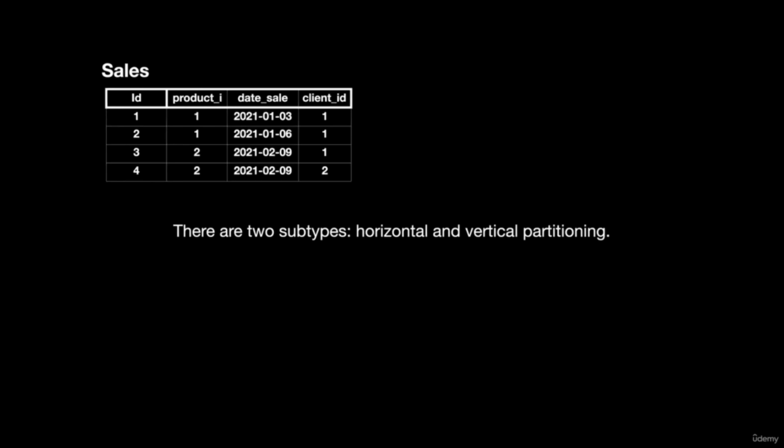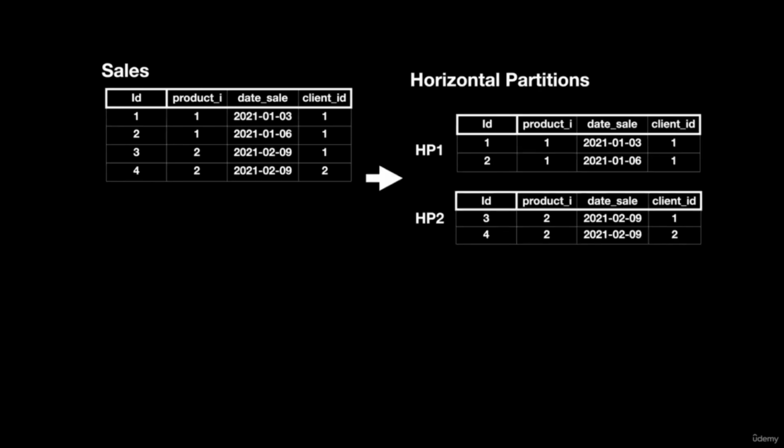There are two types, horizontal and vertical partitioning. Let's take a look at the first one, horizontal. Parts of the table contain its different rows. Suppose we have a sales table of some abstract application, sales. We can split it into parts, one for January 2021 logs, one for February 2021, and so on.